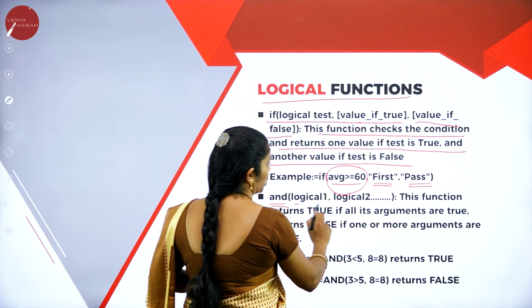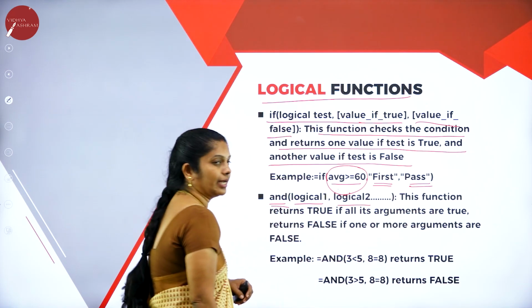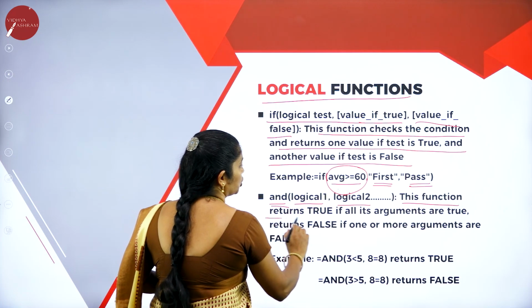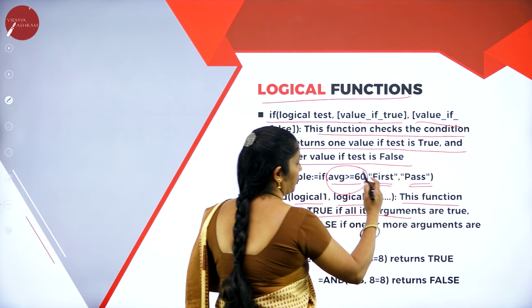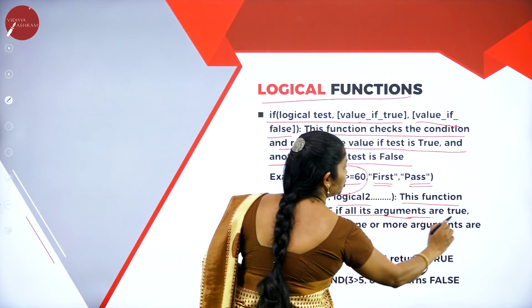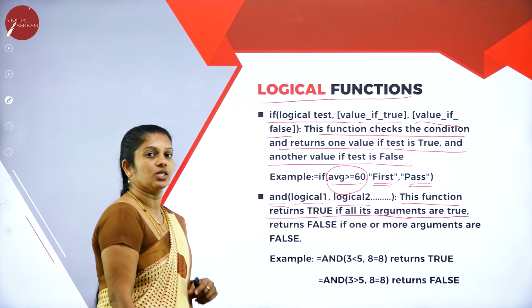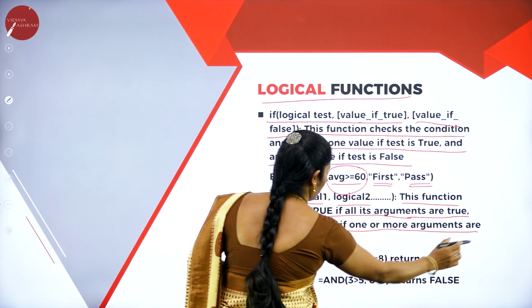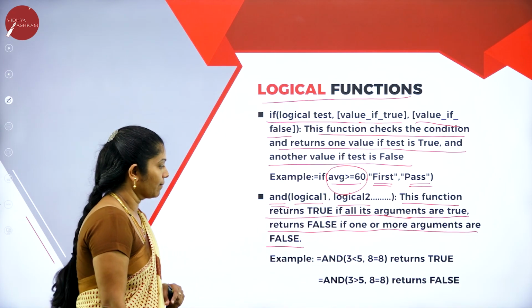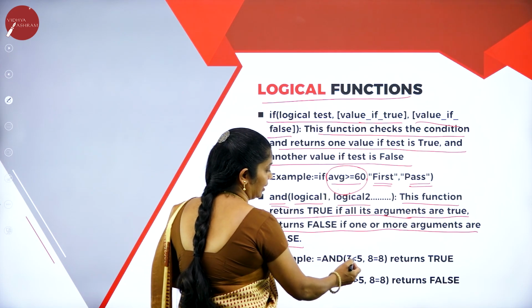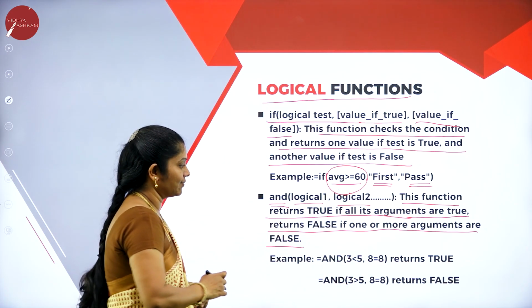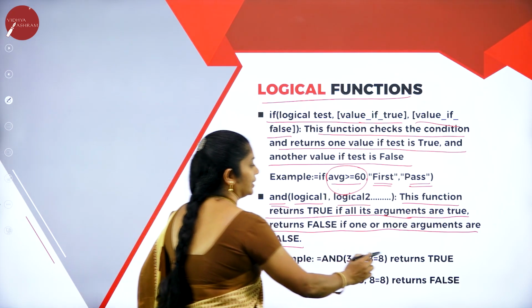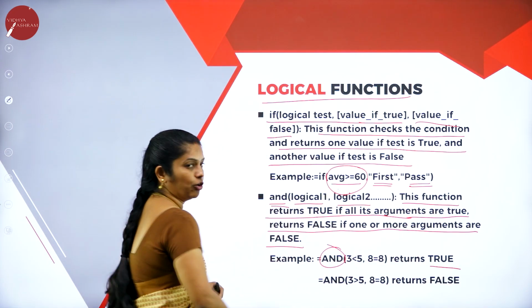Here logic 1 and logic 2, all the conditions, all the logics we have to write here. This function returns true if all its arguments are true, and returns false if one or more arguments are false. For example, AND 3 is less than 5, condition satisfied, 8 equals 8. Then the result here we are going to get is true, because here we have written the AND option.